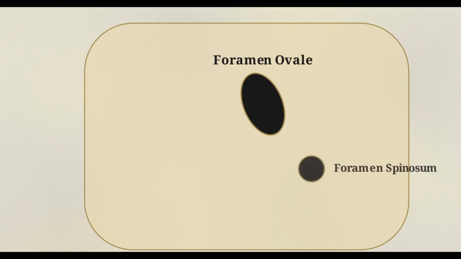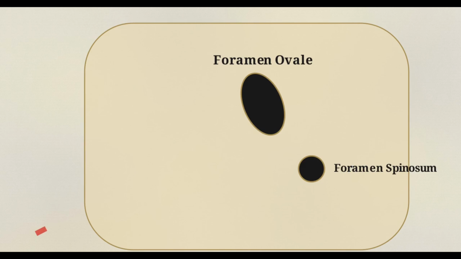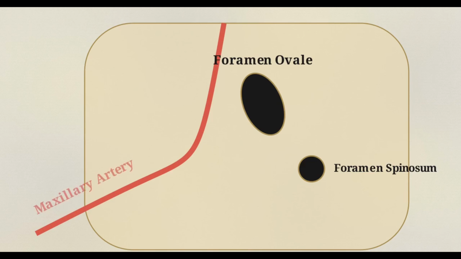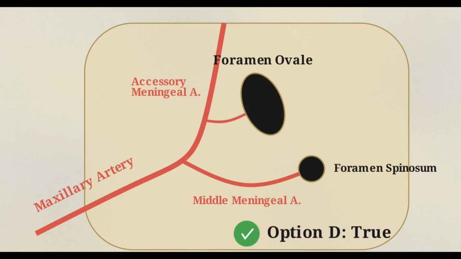This diagram shows a close-up of the foramen ovale, next to its tiny neighbor, the foramen spinosum. Examiners love testing this exact pairing because of how close they are. Watch the maxillary artery approach the area and divide into 2 distinct branches. The larger branch is the middle meningeal artery, which takes the foramen spinosum. The smaller branch is the accessory meningeal artery, and it dives right into the foramen ovale. Because the accessory branch specifically takes the ovale route, option D is a true statement.